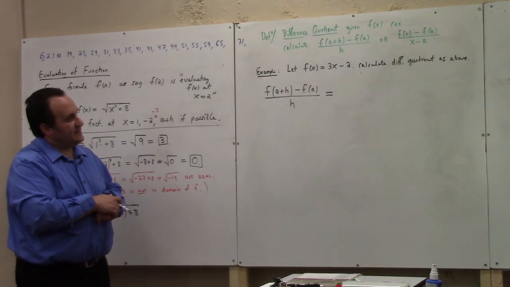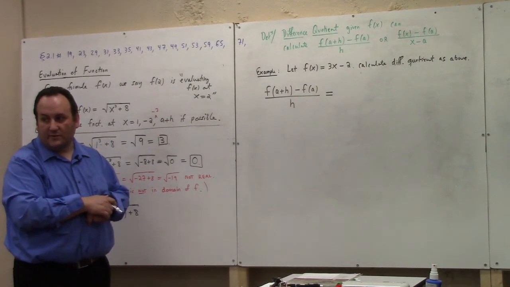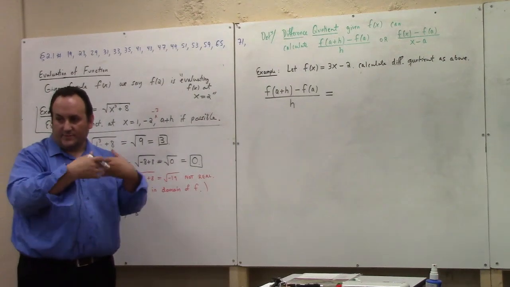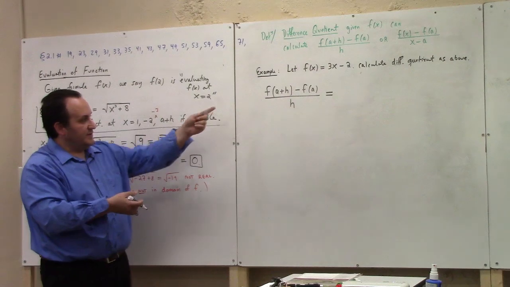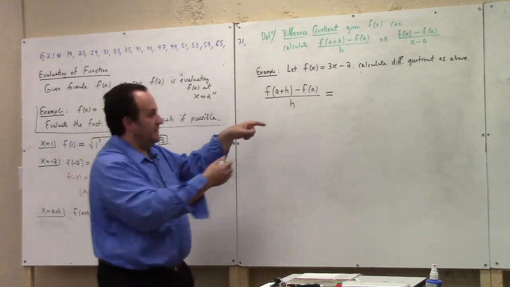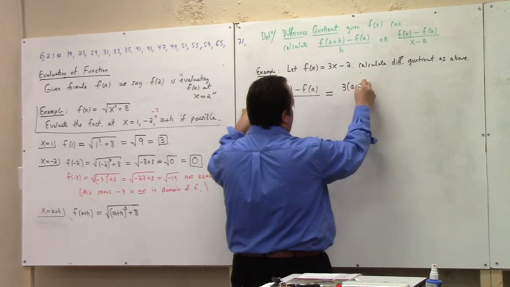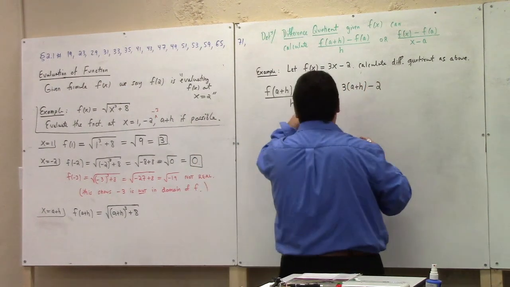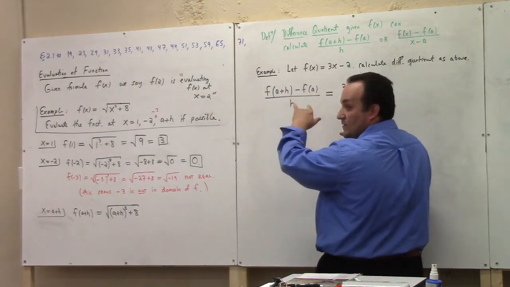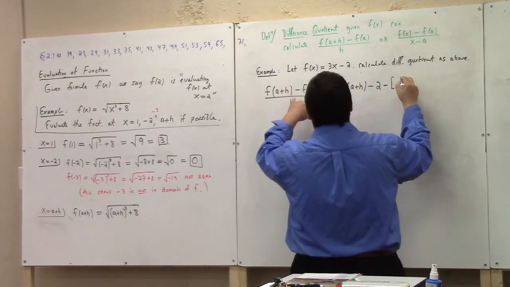What is f of x equal to 3x minus 2? What does that mean? We take the input, we multiply it by 3, and then we subtract 2, right? So the input is a plus h. So we do 3 times a plus h minus 2. And then it's really important to put parentheses for the second term, otherwise you'll make mistakes. So like minus, I'm going to use some bracket parentheses.